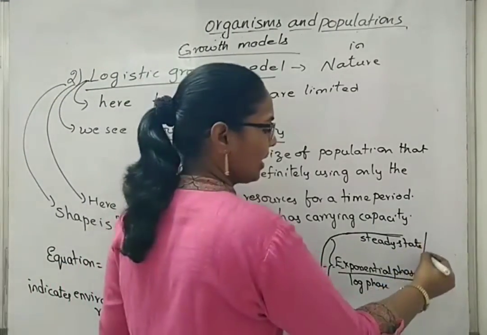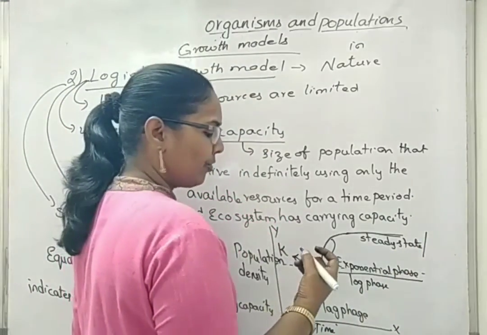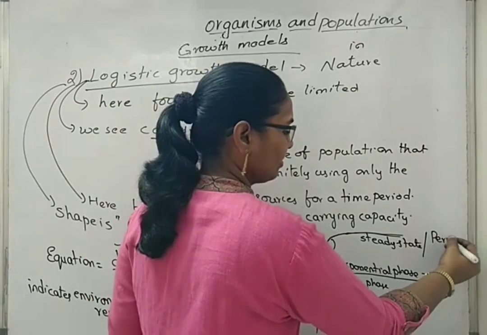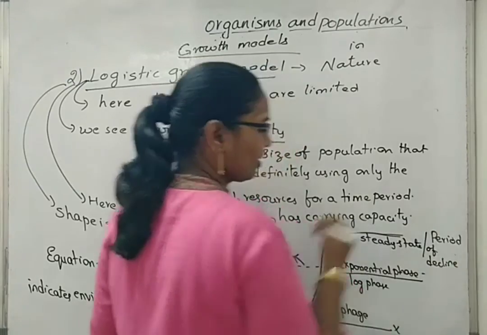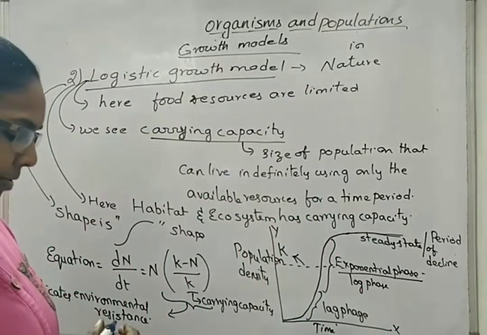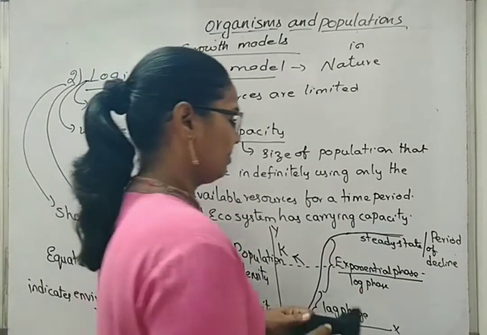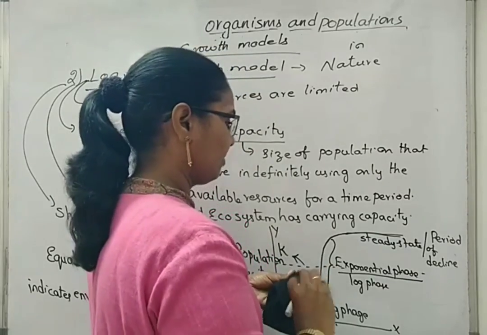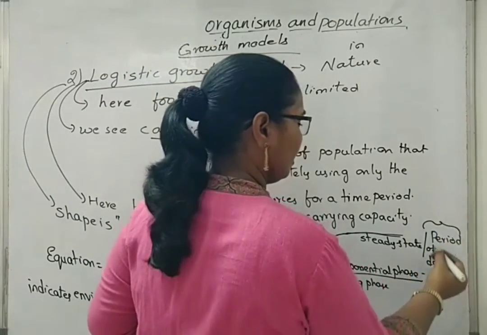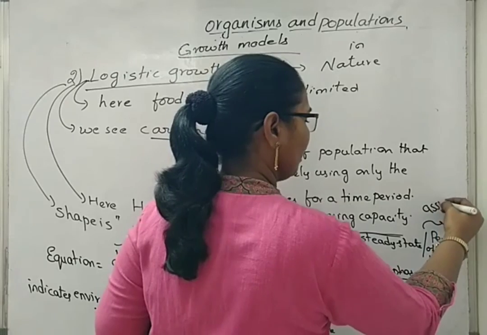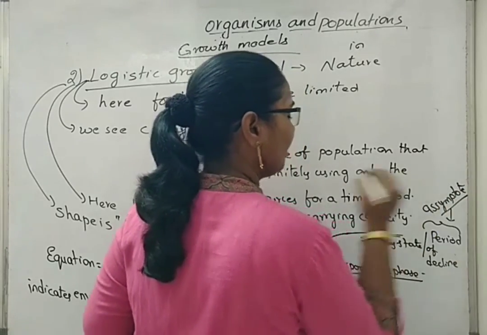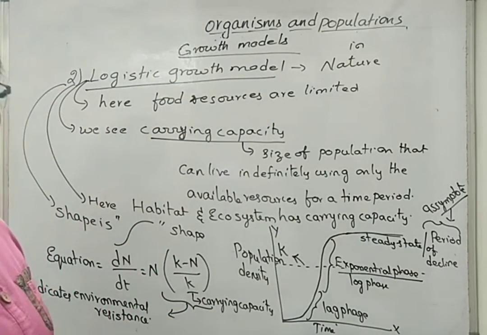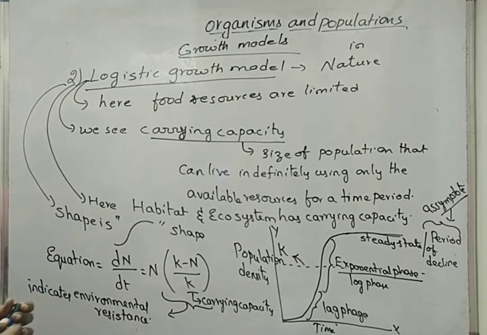Sometimes this steady state is indicated with a period of decline. This is considered the asymptote factor. This term is used when explaining the period of decline or steady state of the exponential graph. This is about the growth models.